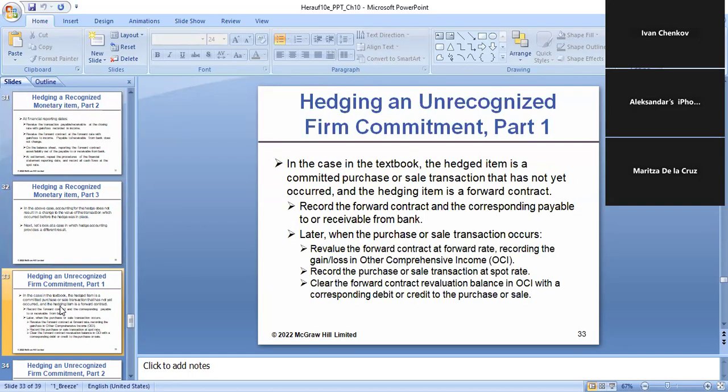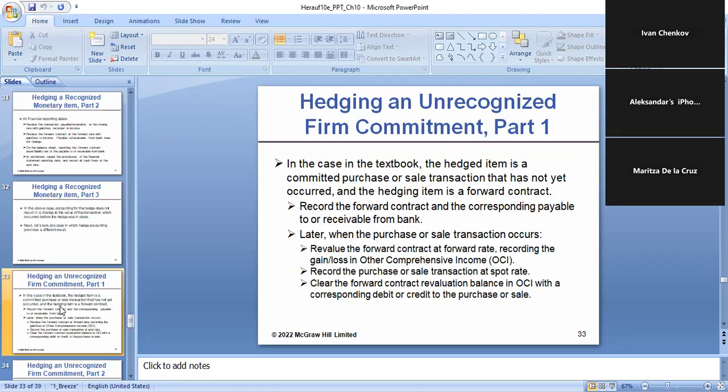So let's see what's going to happen. It's going to create some different results. In this case, for these textbooks, the hedged item is a committed purchase, with committed purchase and sales transactions. Again, not happened yet. And the hedging instrument is the forward contract in this case. So we're going to record the forward contract with a corresponding payable or receivable from the bank.